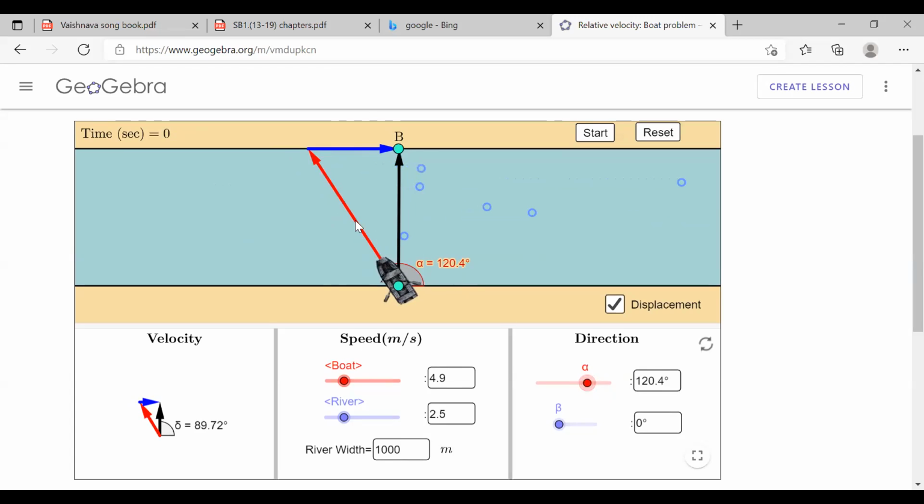At 120 degrees it will reach. Of course, this angle changes with these values, depending on river flow, depending upon boat velocity, everything. So this is called two dimension.